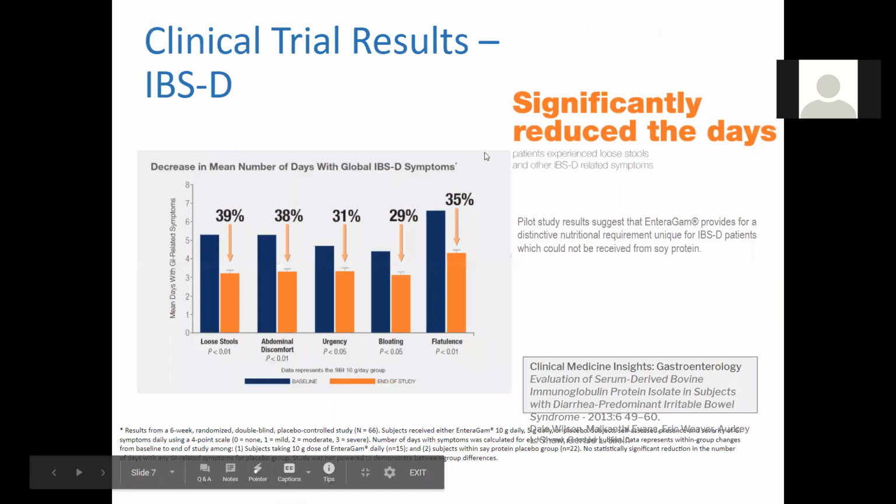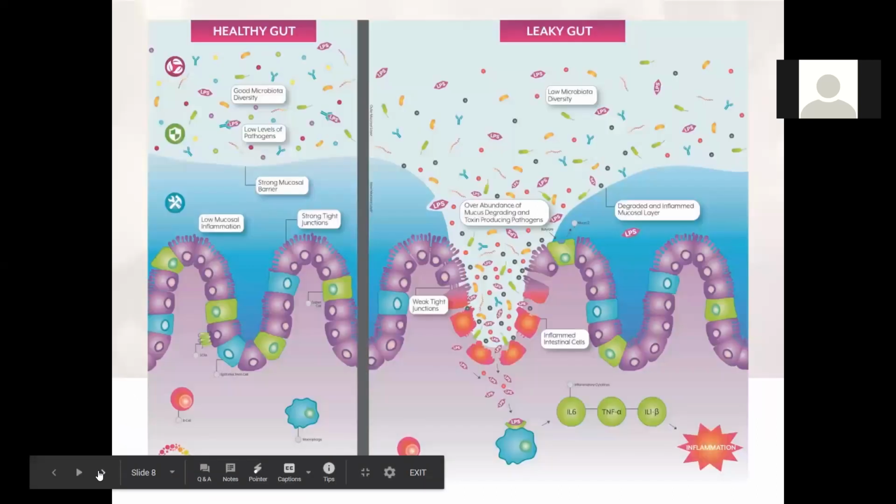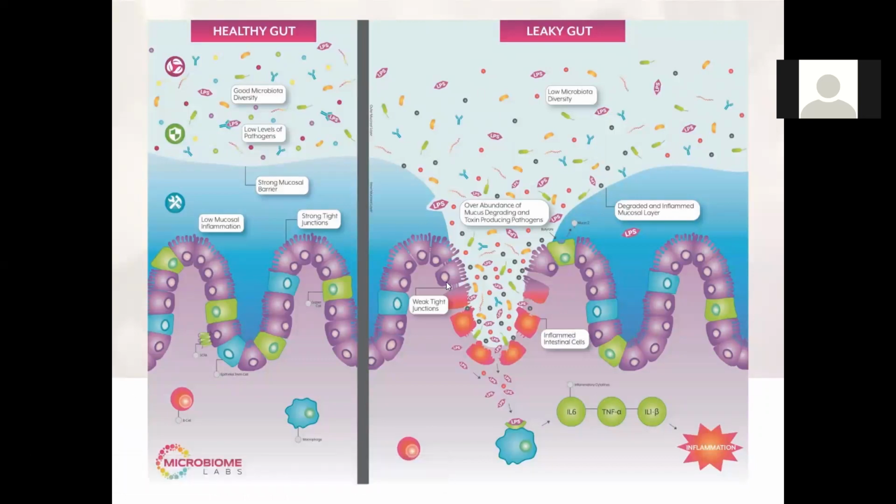This is a clinical trial that specifically shows what the immunoglobulins are able to achieve in the condition of IBS. Here you see a 39% reduction in loose stools, a 38% reduction in abdominal discomfort, 31% reduction in urgency, 29% reduction in bloating, 35% reduction in flatulence. Okay, so what other things can we do? We can pre-treat with the IgG 2000, arrest the lipopolysaccharides, exotoxins, and pathogens, and help shore up the tight junctions.